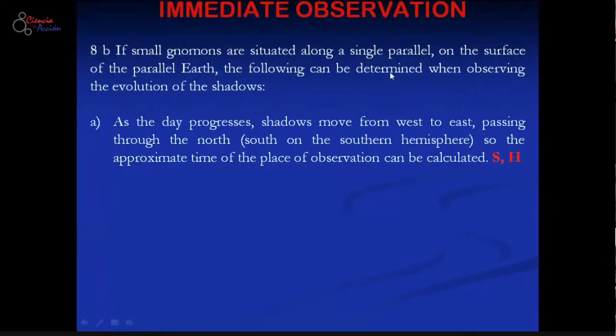Now, if we place the gnomons along the parallels, we can see that as the day progresses, the shadows move from west to east, passing through the north, or south in the southern hemisphere. So the approximate time of the place of observation can be calculated.